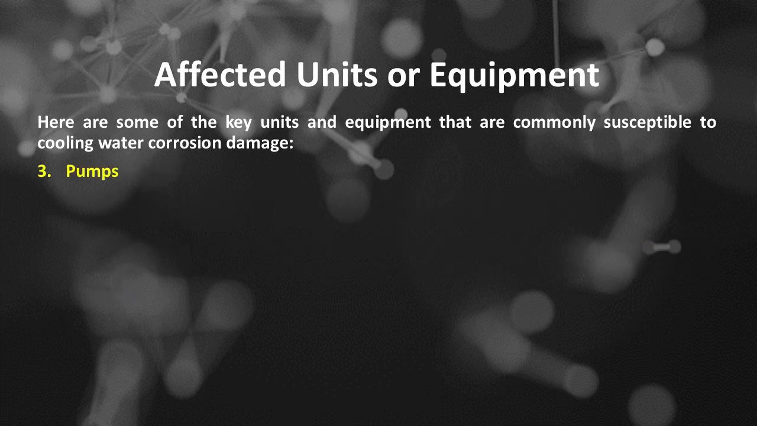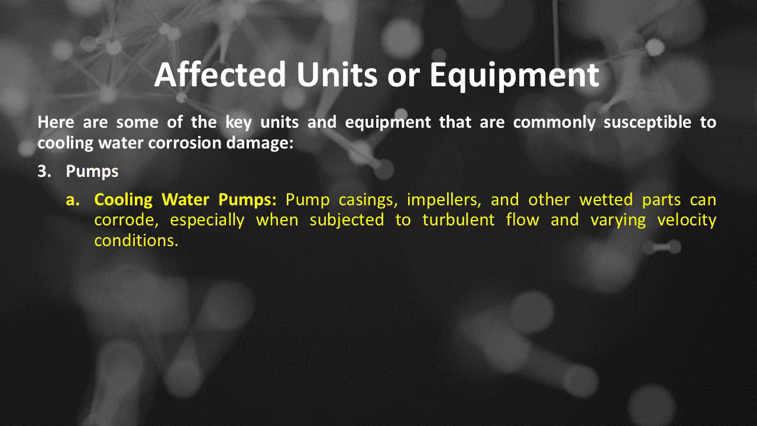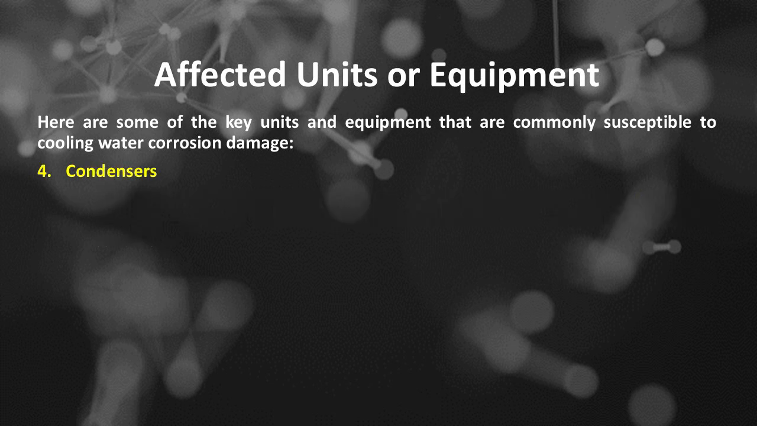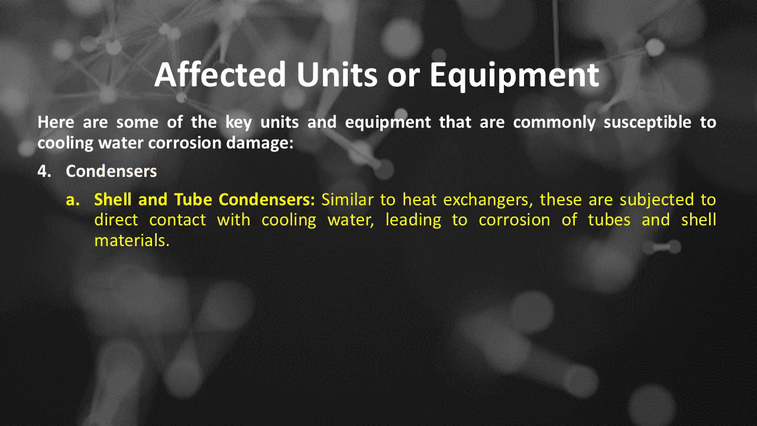Number 3 of equipment that are commonly susceptible to cooling water corrosion damage is pumps. Number A of pumps is cooling water pumps. Pump casings, impellers, and other wetted parts can corrode, especially when subjected to turbulent flow and varying velocity conditions. Number 4 of equipment that are commonly susceptible to cooling water corrosion damage is condensers. Shell and tube condensers, similar to heat exchangers, are subjected to direct contact with cooling water, leading to corrosion of tubes and shell materials.